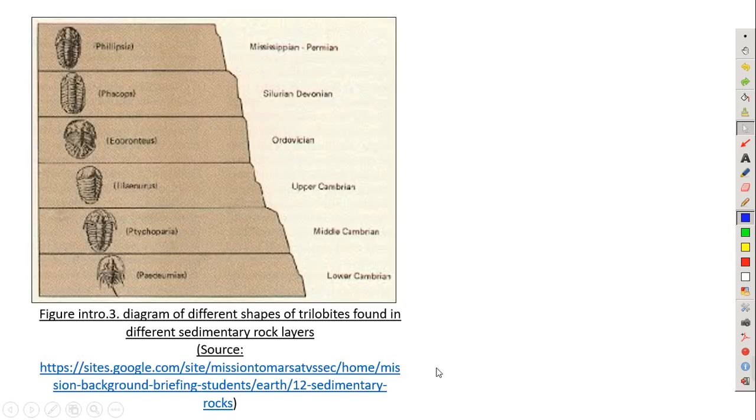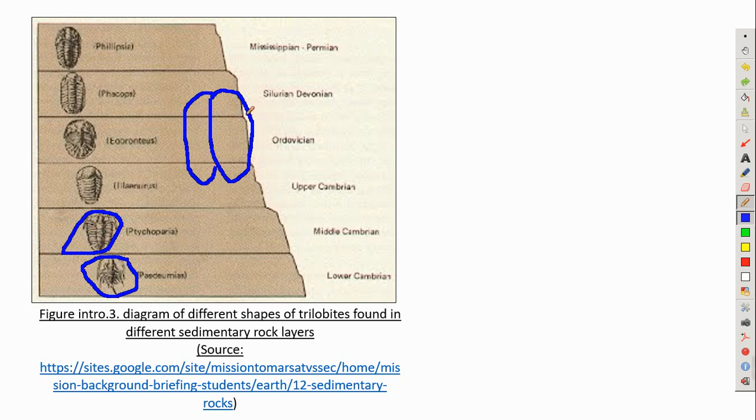Let's illustrate this. This is a simplified diagram of what you could see if you went to different places in the world and you had a look at the different layers of sedimentary rocks. So two things. We've got different species of trilobites. Trilobites because if we were to do a sketch rapidly, they have 3 lobes. That's why it's called a trilobite. So 1, 2, 3 lobes.